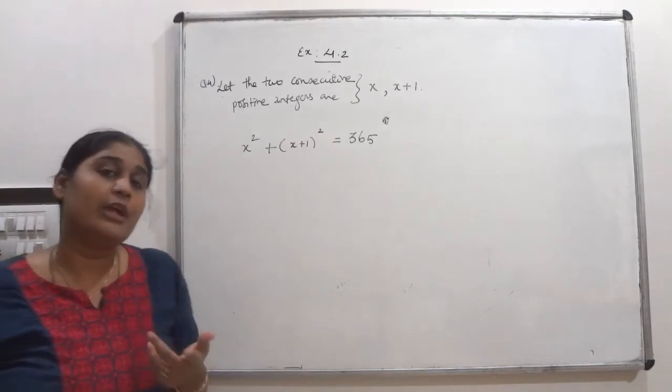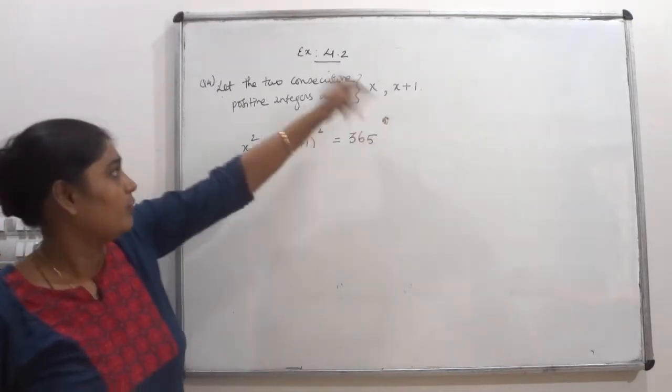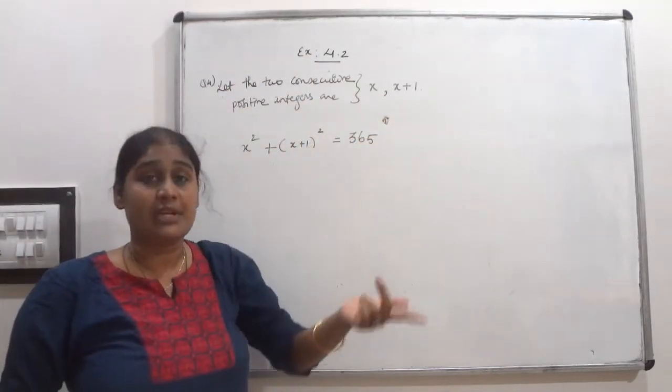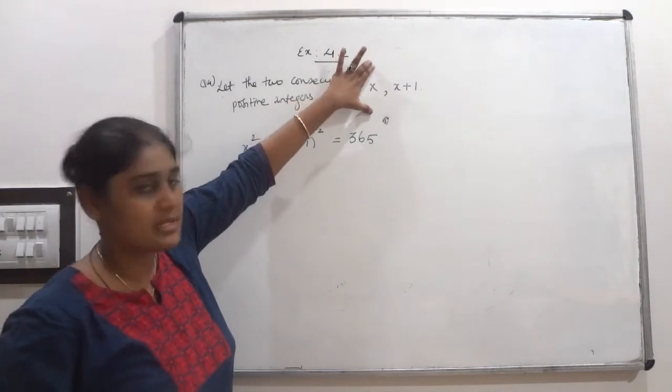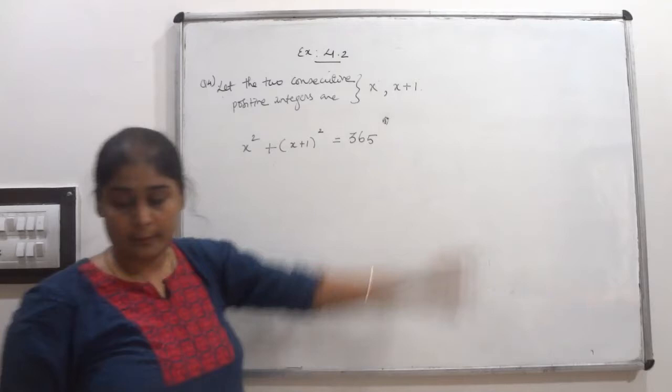Here I am going to find out the two consecutive positive integers. I have taken them as x and x plus 1, consecutive integers. That's why the first number I have taken as x, the second one will be x plus 1.